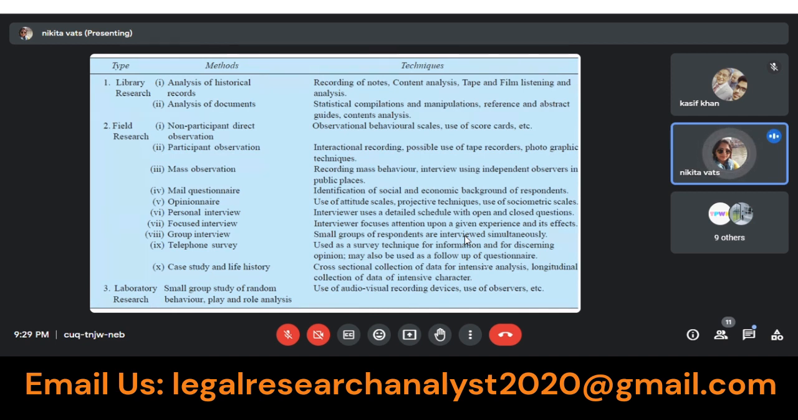Personal interview, I think it's clear. Focused interview, I think it's very clear by the name only. Group interviews, you have on Rajya Sabha and all, it's very common. You can see examples of all these. There are focused interviews, personal interviews, group interviews, right? So all the examples are there.